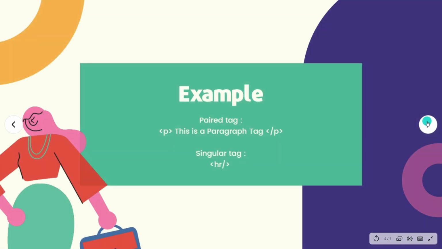Now, here are the examples of an HTML element. As we have seen over here, this is the paired tag, that is the paragraph tag. So that is the first example of an HTML element, and the second example is related to the empty tag or singular tag, right? So this is also considered as an HTML element.